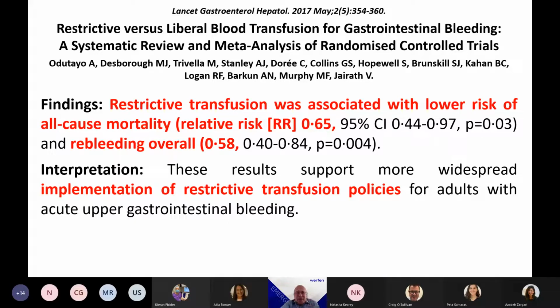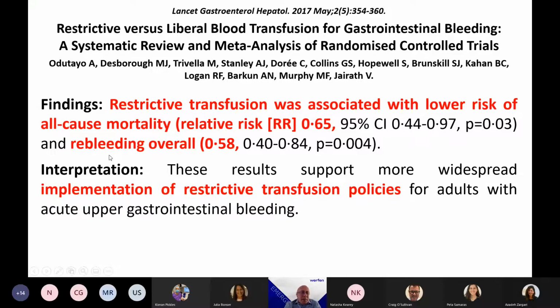No, this is still a meta-analysis here, I'm sorry, about red blood cell transfusion. There have been several studies, and in 2017 a meta-analysis was performed, which just confirmed the single study published 4 years before. When we look at all-cause mortality in patients with GI bleeding, the relative risk for mortality was 0.65 for the restrictive transfusion. That means there's about 1/3 less mortality.